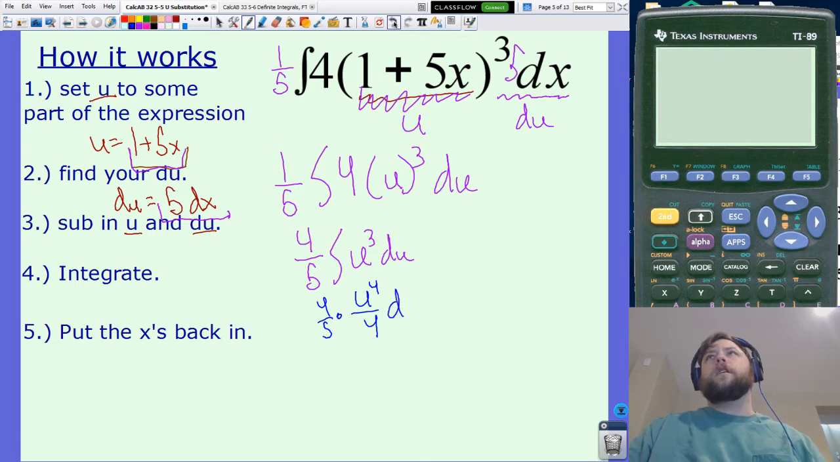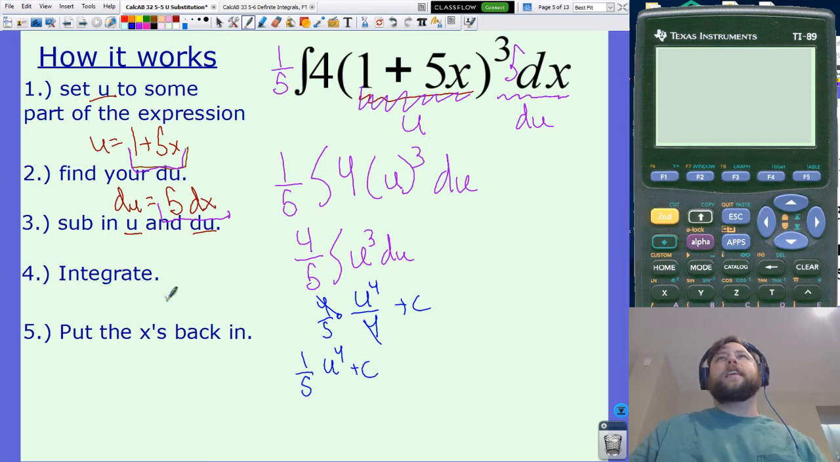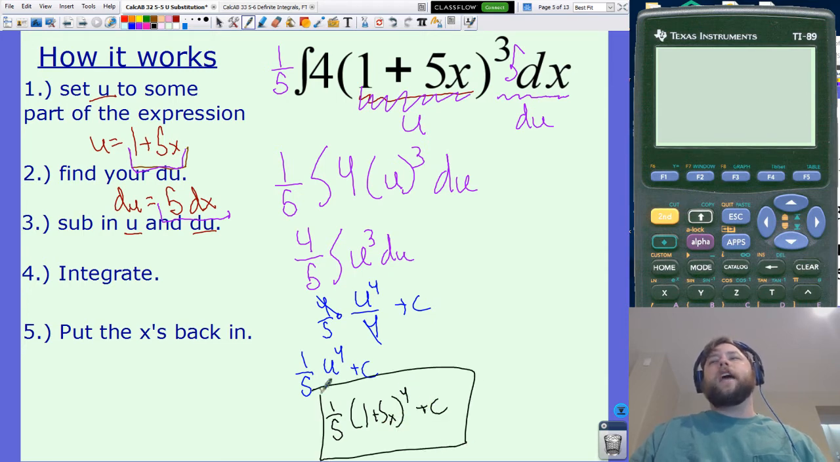Oh, no, we don't do that. Let me say plus c. The 4's can cancel out here. So I get 1 over 5 times u to the fourth plus c. And then I'm going to put the x's back in because we want it to be in x's at the end. So I'm going to say it's 1/5 times (1 plus 5x) to the fourth plus c. So that's my actual integral.